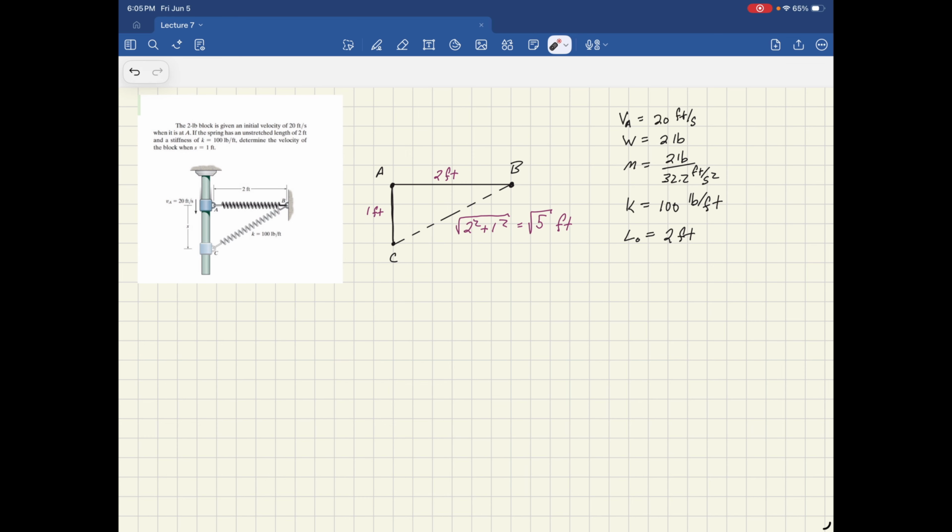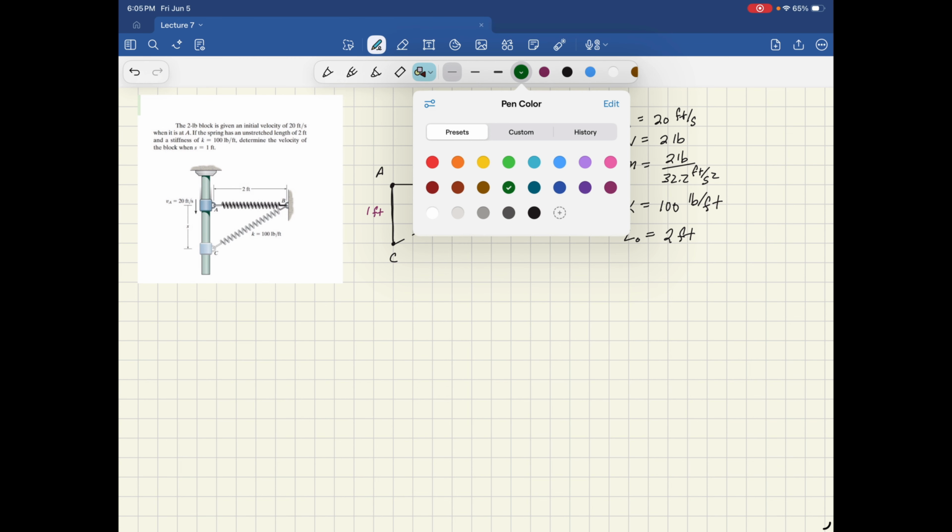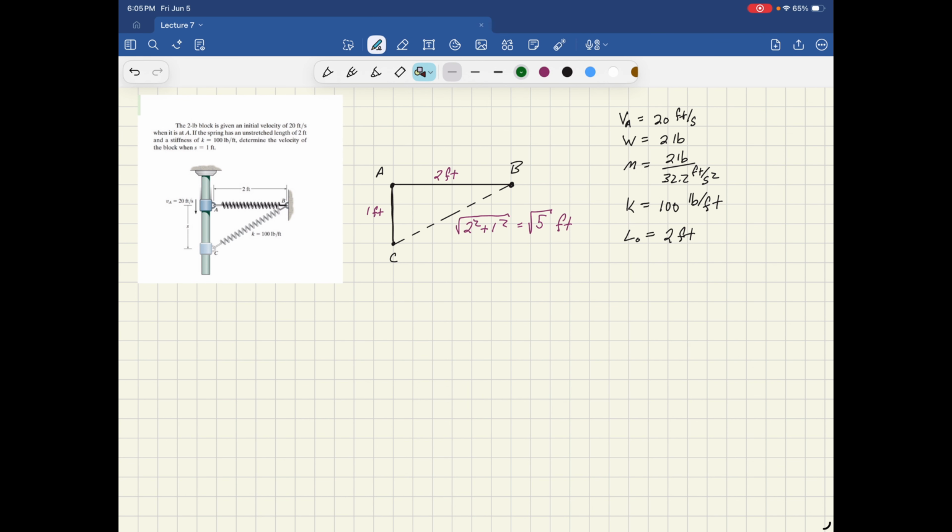The weight is going to be 2 pounds, but we need the mass. So the mass is going to be 2 pounds divided by the acceleration of gravity. In the English system, this is 32.2 feet per second squared. We're told the spring constant is 100 pounds per foot, and we know the initial length of the spring is 2 feet. The last bit of information here would be to choose the datum, and we'll set the datum here at 0 feet.